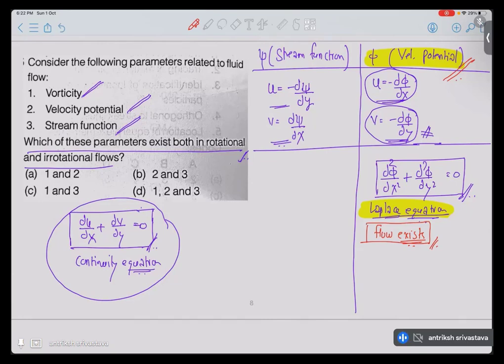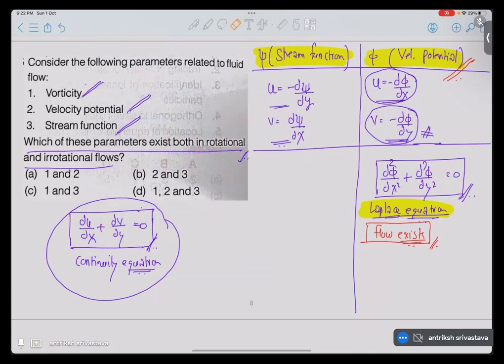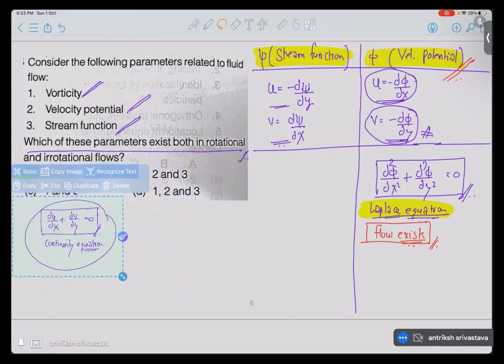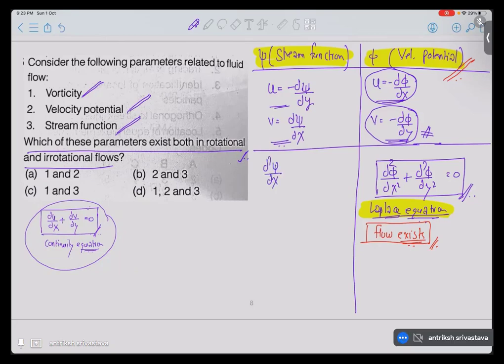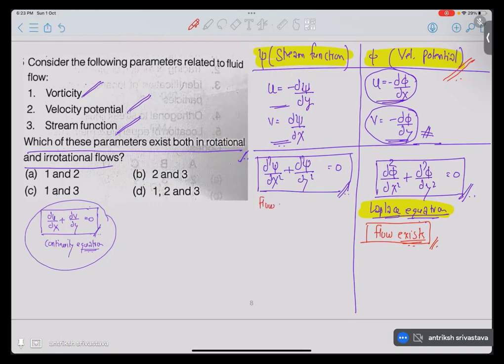Does something special happen when the stream function follows the Laplace equation? So we have to see. It actually does, and we kind of have to mug it up because it is not very pretty looking. So when the stream function follows the Laplace equation, then in that case the flow is irrotational.